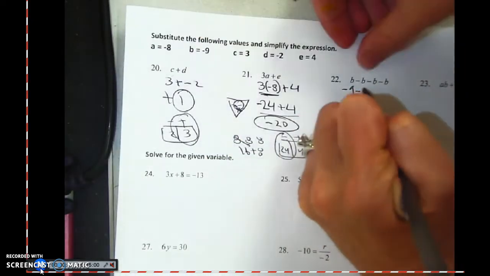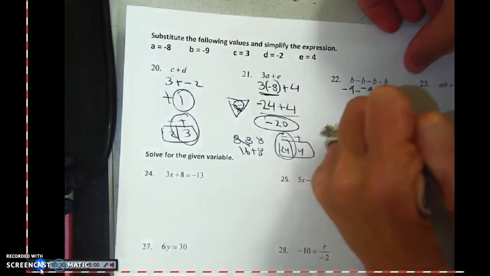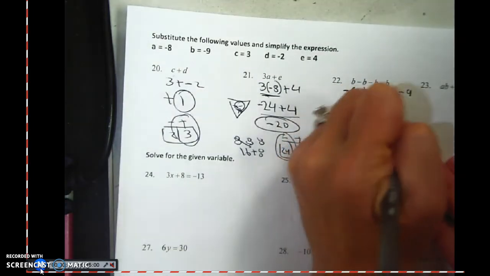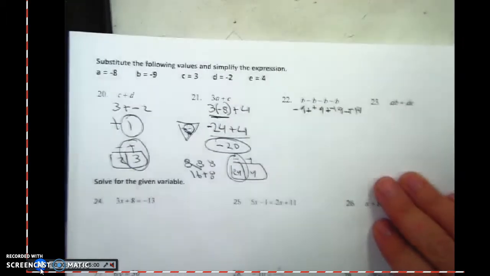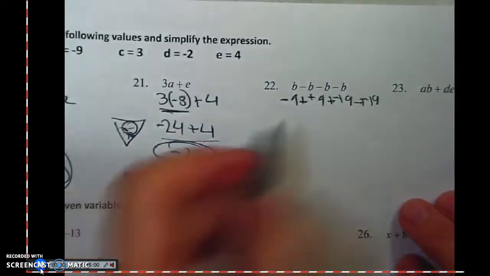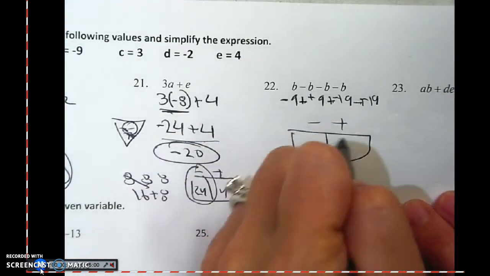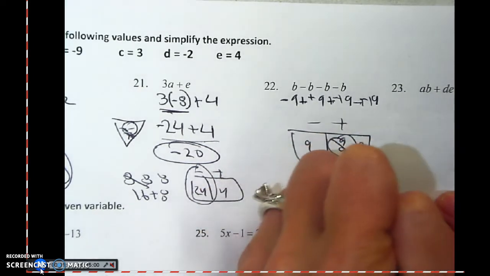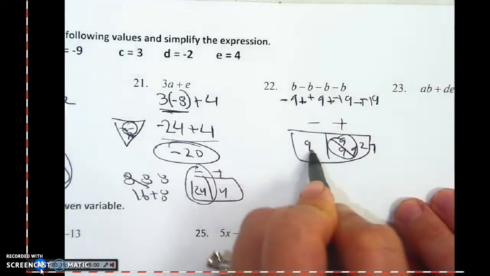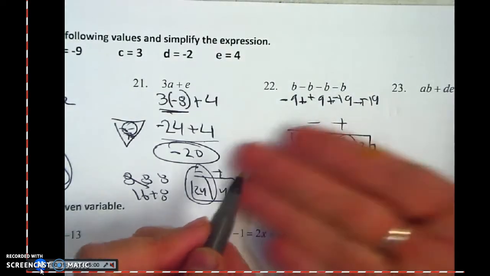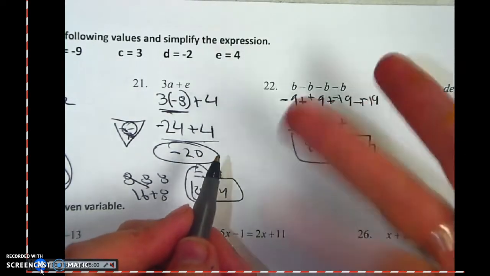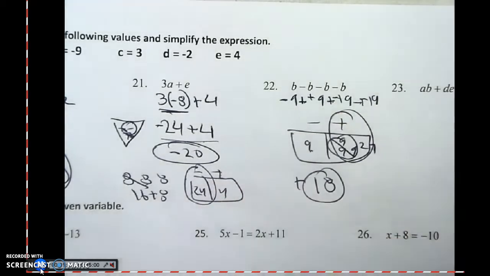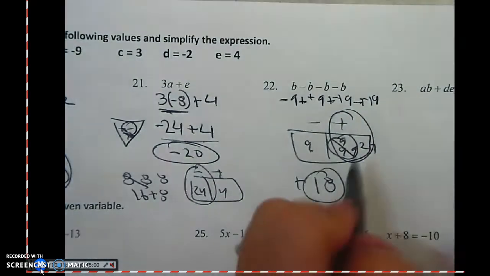-9 minus -9 minus -9 minus -9. Make those all plus. Make it a little bigger. Do my box. 9, 9, 9, 9. Boom. 9, 9, 9 is 27. 27 minus 9, 26, 25, 24, 23, 22, 21, 20, 19, 18. So 18, positive, ugly. Okay, so that's an 18.